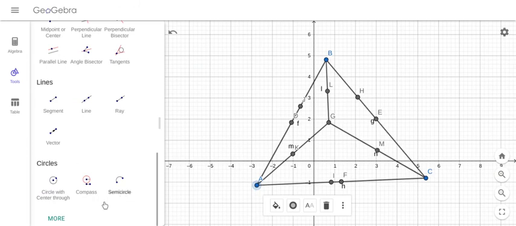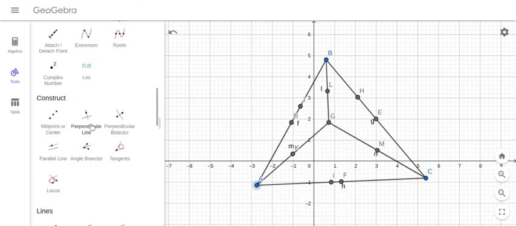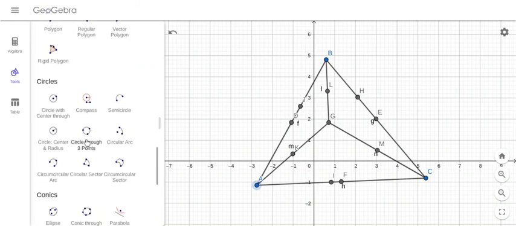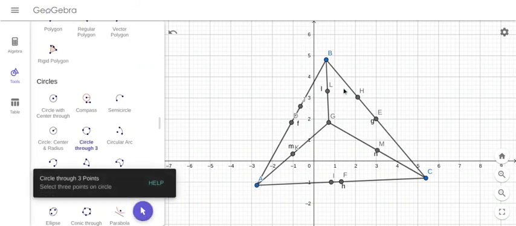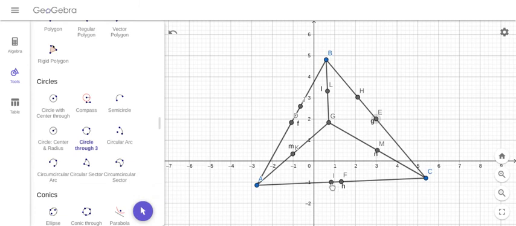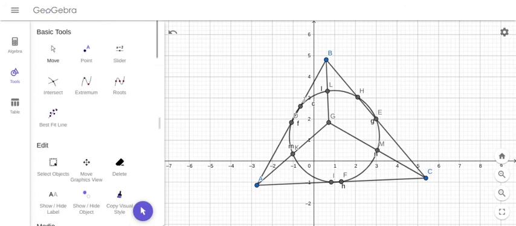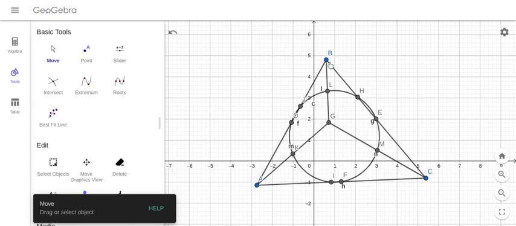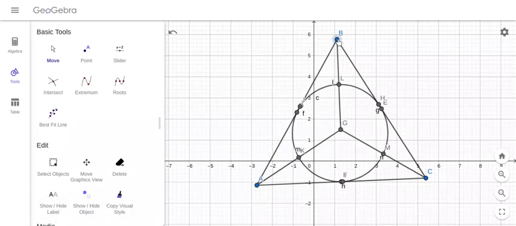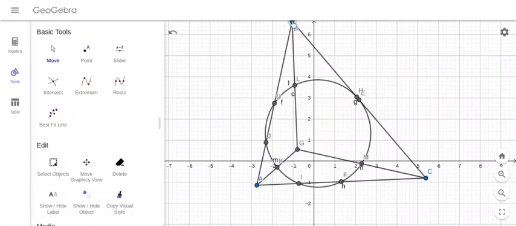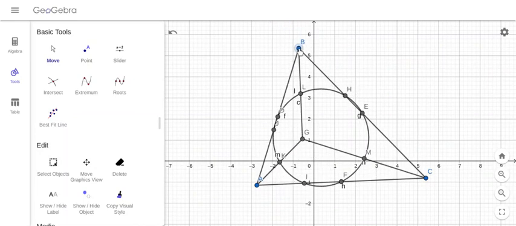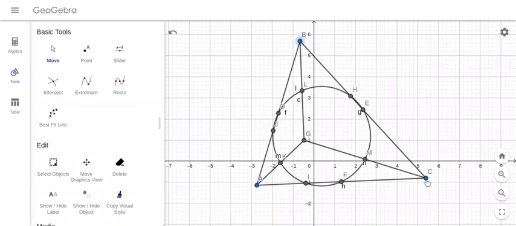So I just want to draw a circle through 3 points. That's my circle through 3 points. I can use any of these 3 points which are on the triangle. So I use E, I, and F. And as you can see, all the 9 points are on the circumference of that circle. So this is called a 9-point circle.